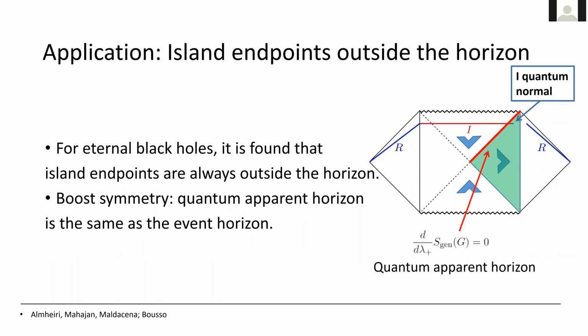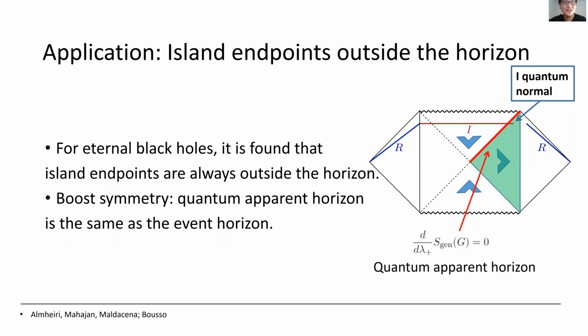In case the island is outside the horizon, how does it relate to the quantum apparent horizon? What do you mean by quantum apparent horizon here? It just means the surface defined by the quantum expansion, which has 0 derivative, like quantum expansion is 0. So only if the quantum horizon and the event horizon are different do you have a chance of an island. Exactly.